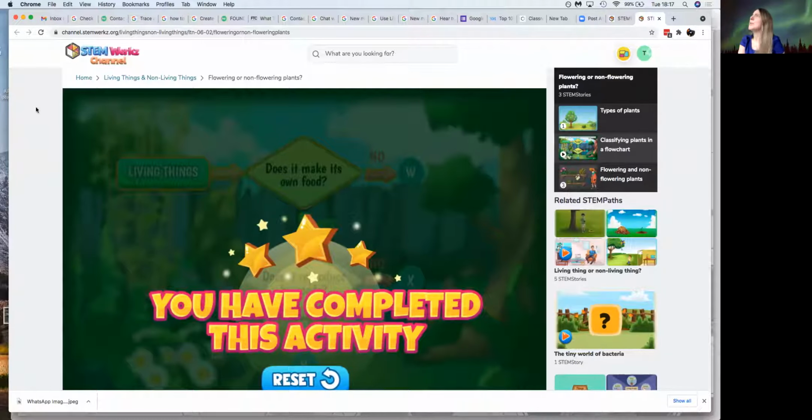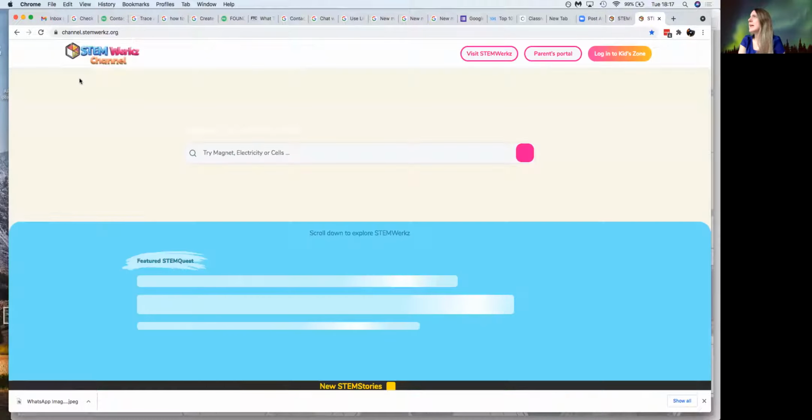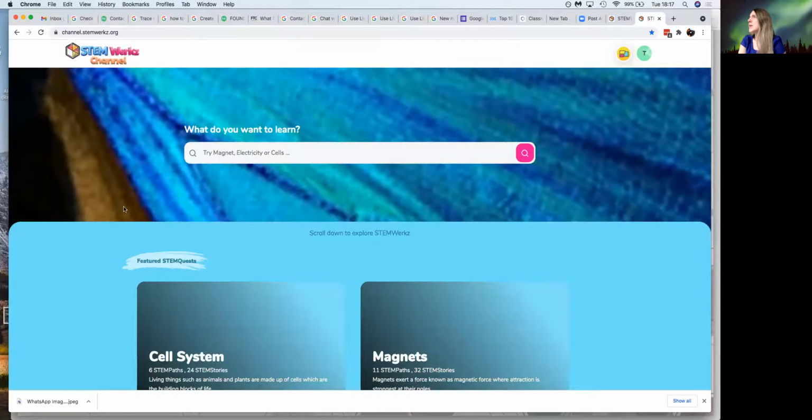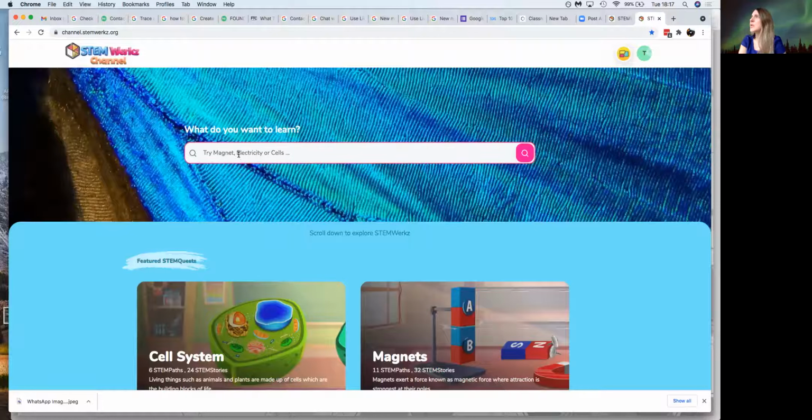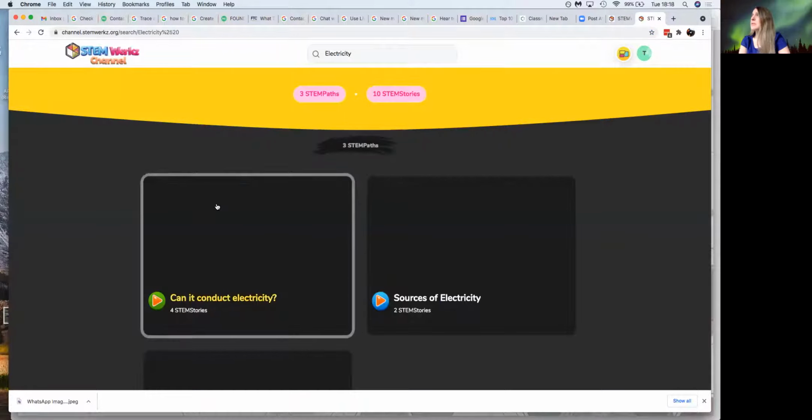Just before we go, I just want to take you back to the home. So you'll see here on the landing page, we've got the STEMWerkz channel. Of course, if you want to search for anything, then you just put in anything there. And that of course gives you a bit more freedom to explore.